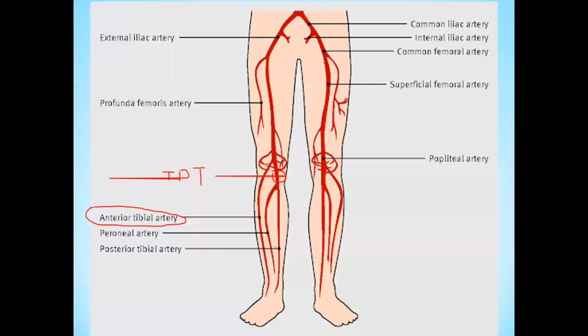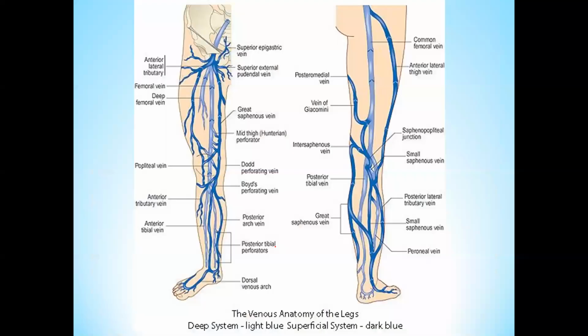All the veins are equipped with valves, and these are bicuspid one-way valves. They permit blood to flow from distal to proximal, and they prevent blood from moving backward. That's why the direction of the flaps of these veins is from distal to proximal.